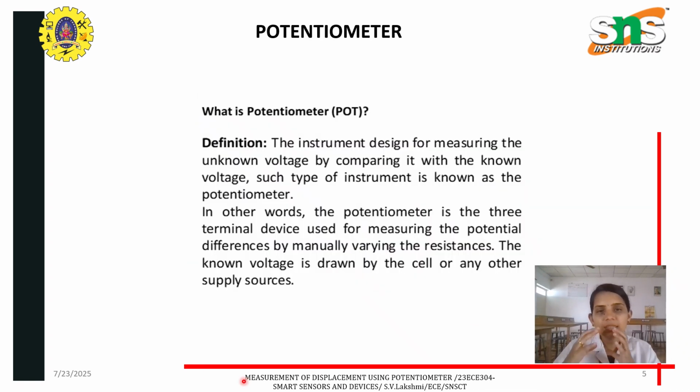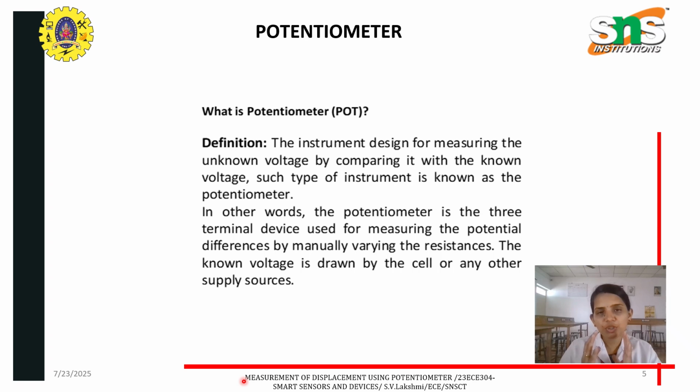So now let us discuss what exactly a potentiometer is. A potentiometer is an instrument. It is also called a variable resistance or rheostat, which means we can vary the resistance. Through that, we can calculate an unknown voltage by comparing it with a known voltage. It is a three-terminal device which is mainly used to calculate the potential differences between the terminals. And the known voltage here can be provided by a cell or any other supply source.